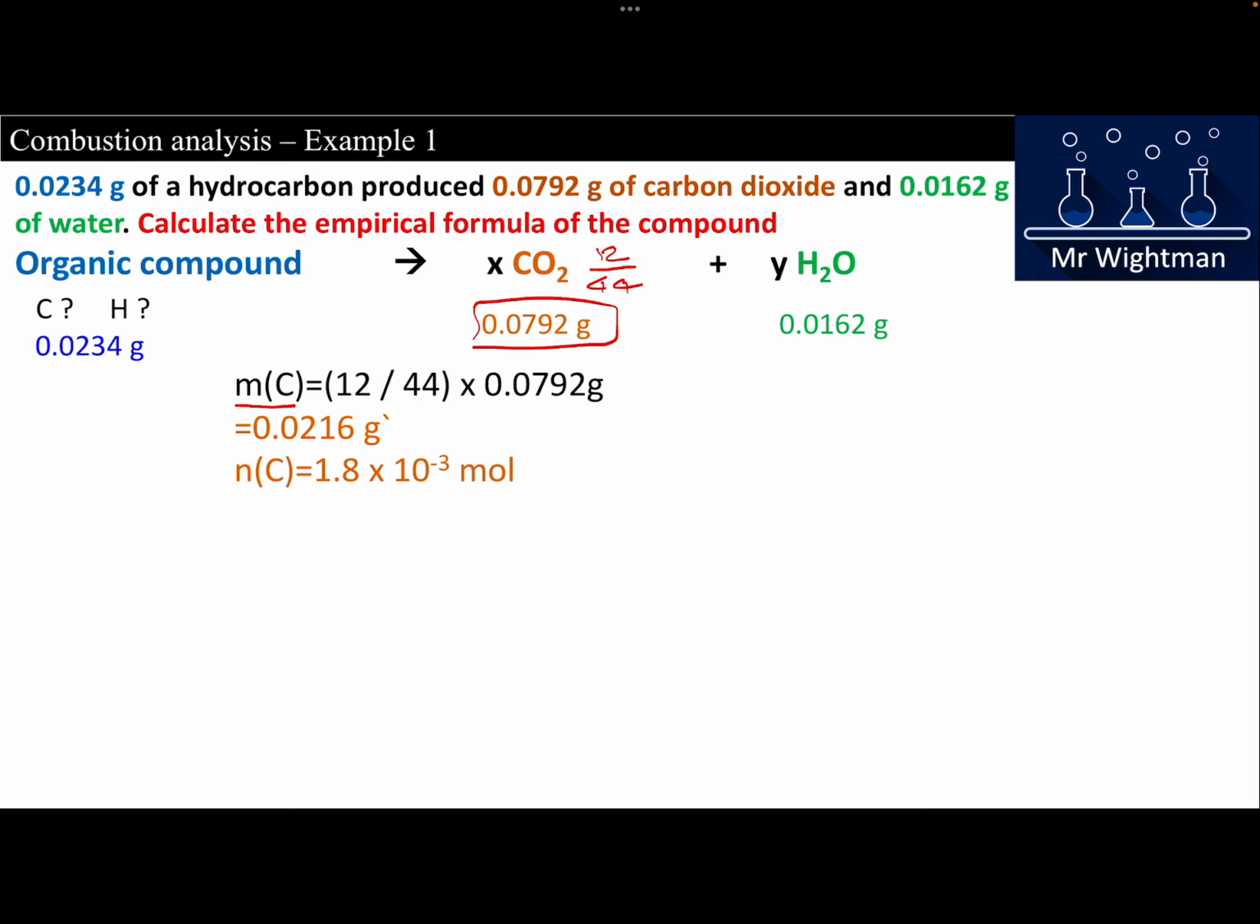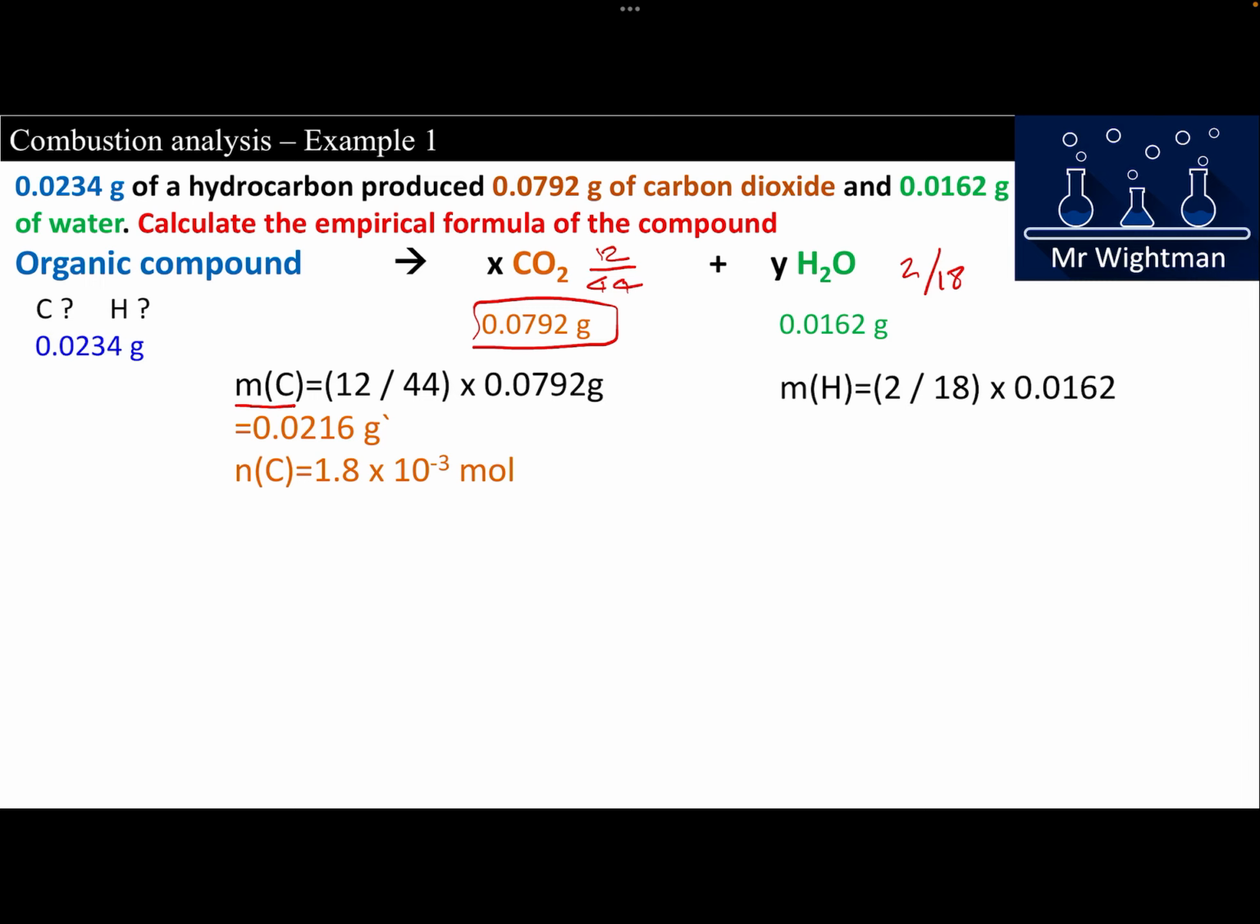And then we can get the moles of carbon by just dividing that value by 12. That would give us 1.8 times 10 to the minus 3. We can do the same thing with water. If we take the percent by mass, so 2 over 18, because there are two hydrogens, they're one each, 2 divided by 18 is the fraction of the mass of water that is hydrogen.